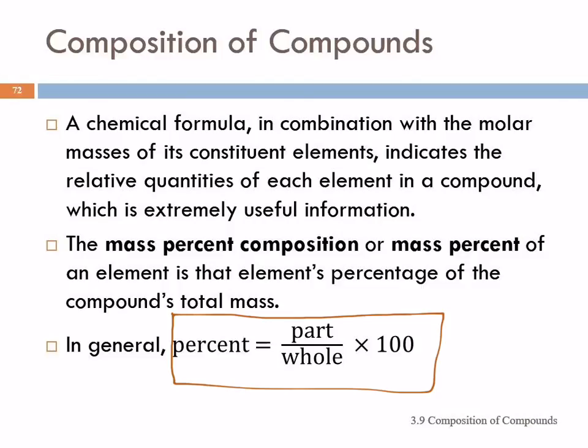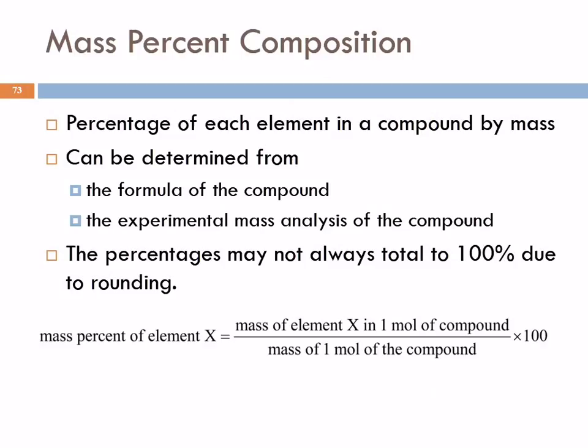Percent is equal to the part that we're interested in divided by the whole thing times 100. So for a mass percent, we're looking at the mass of the element divided by the mass of the whole sample times 100. If it's asking you for one specific thing, that's what you would put on the top, divided by the mass of the entire thing. Here's the formula written out for the mass percent of element X: the mass of element X divided by the mass of the whole compound.